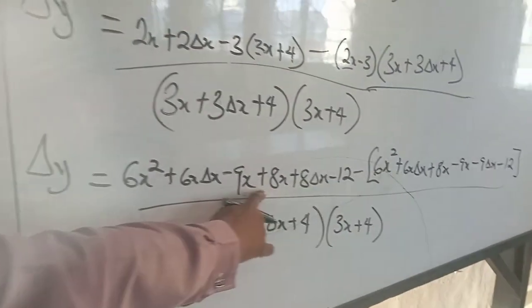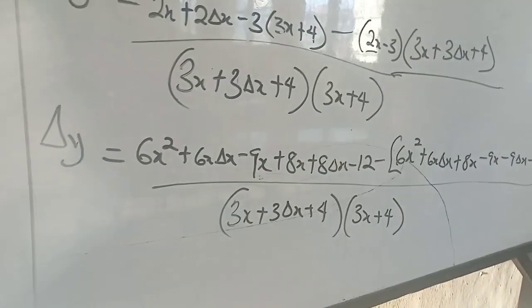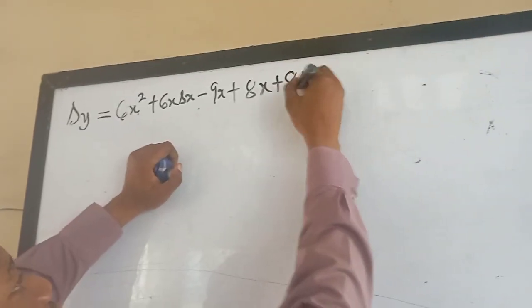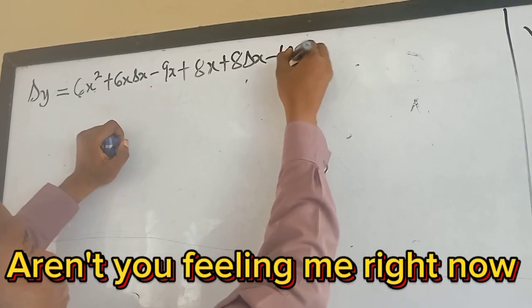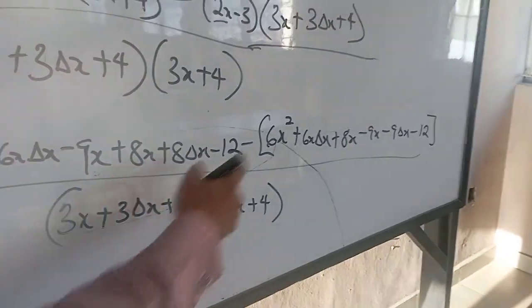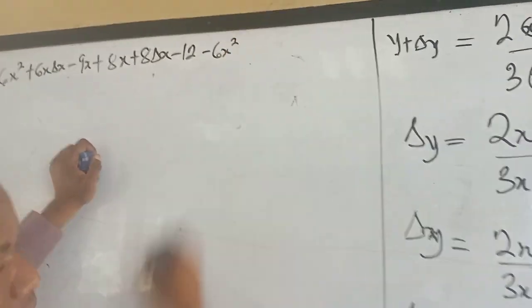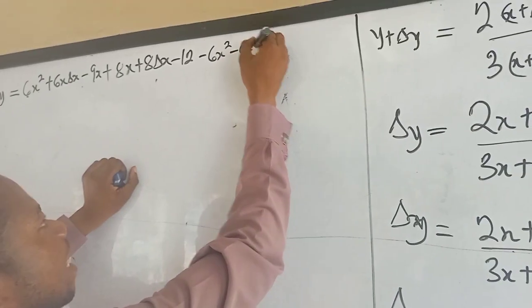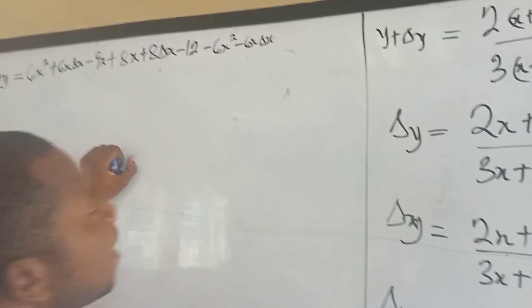Minus 9x. So the next is plus 8x, followed by plus 8 change in x, then minus 12. And then here we have this minus, I'm going to open up this bracket. Minus times this will give me minus 6x squared. Minus times this will give me minus 6x change in x.